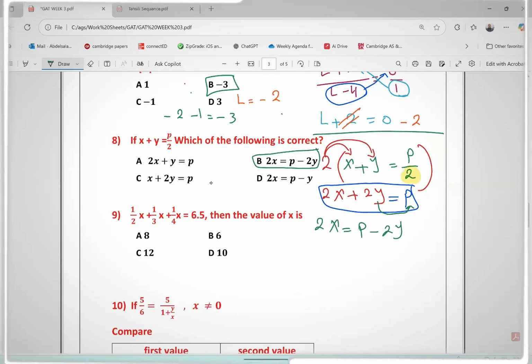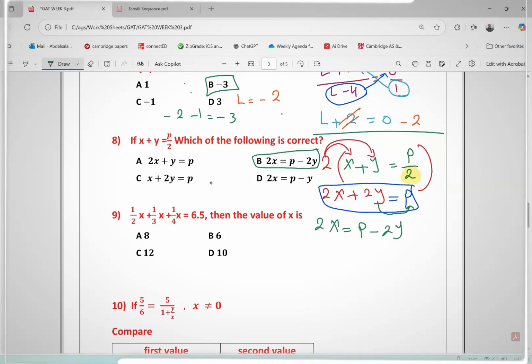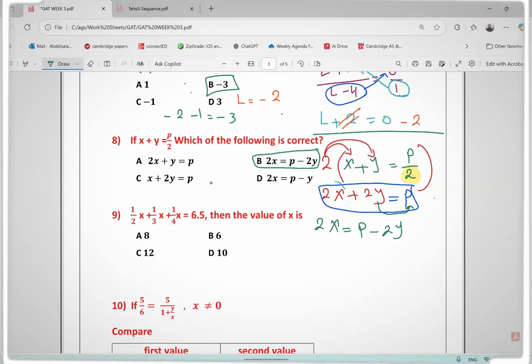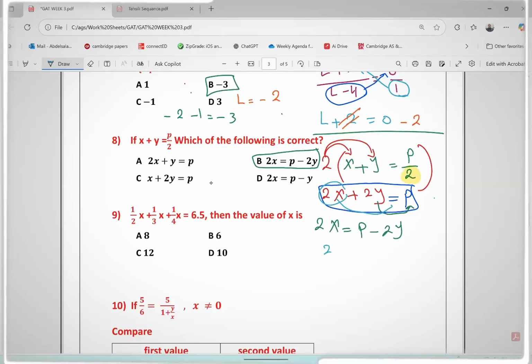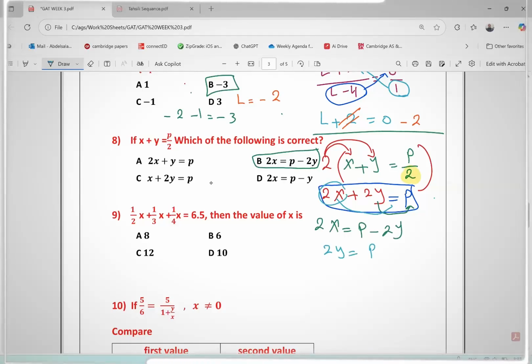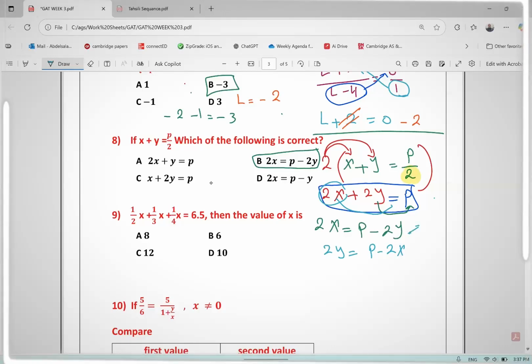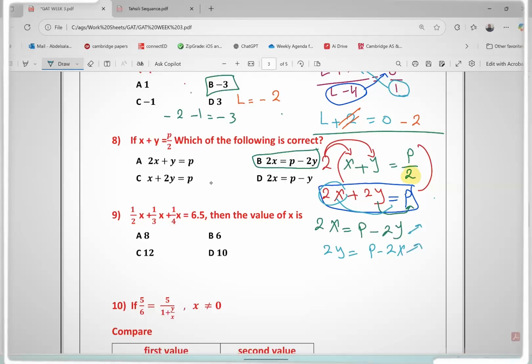I told you, Mister, even if maybe this expression does not exist in the choices, I will move 2x to the other side. So I can write 2y equals b negative 2x. One of them must be in the choices, this one or that one. Okay?